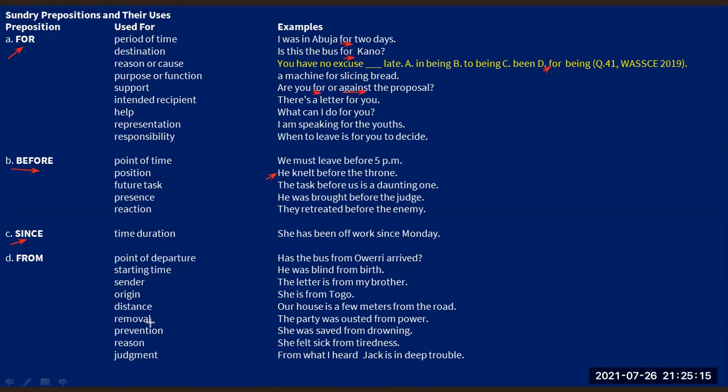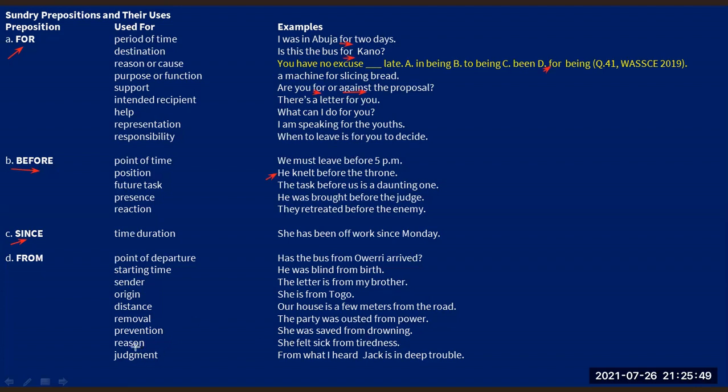Then we can also use that to indicate removal. For example, the party was ousted from power. We use from for removal. Now, prevention is another use of from. For example, she was saved from drowning, prevented. So she was saved from drowning.